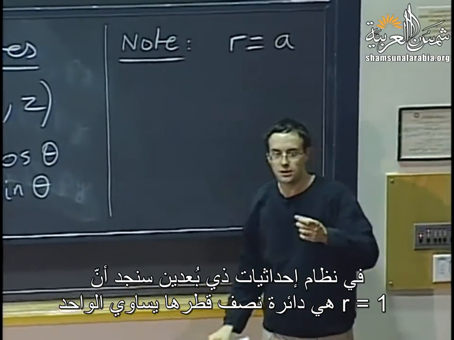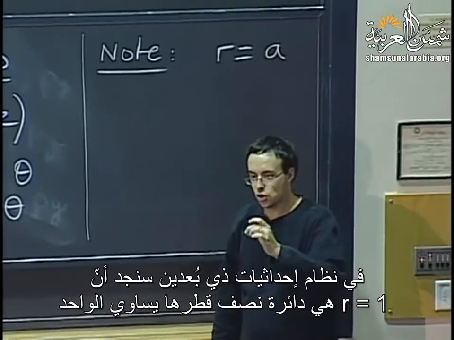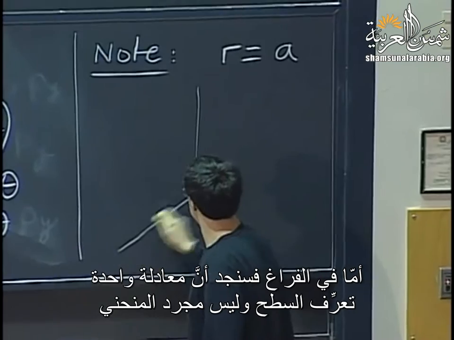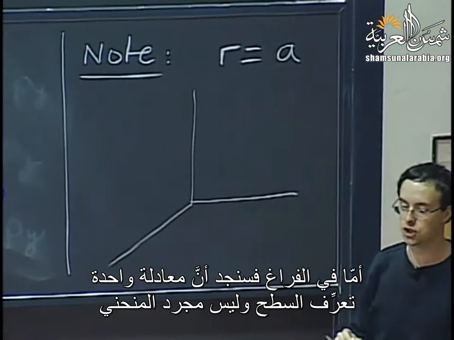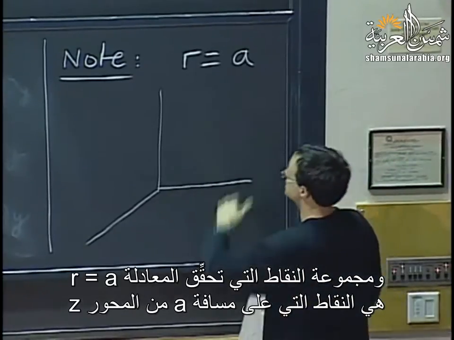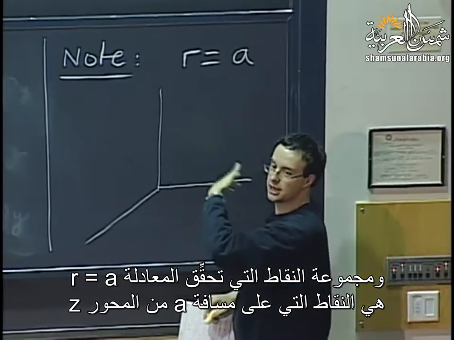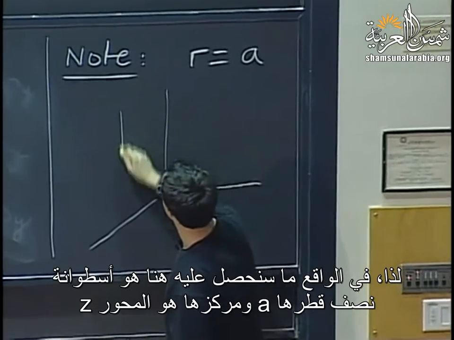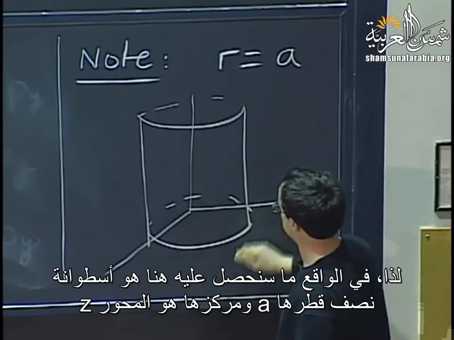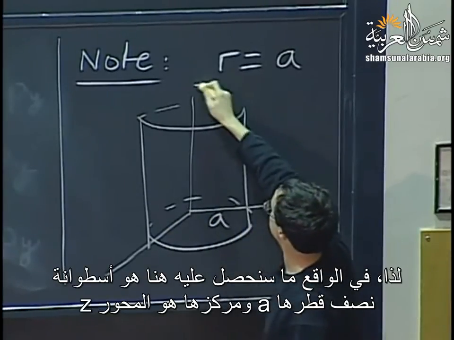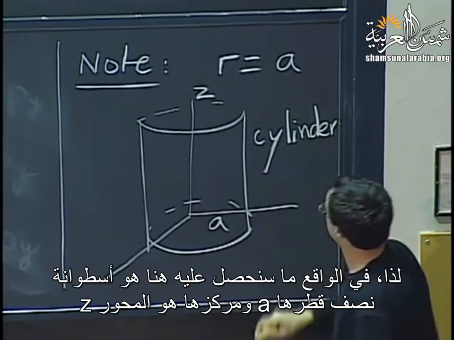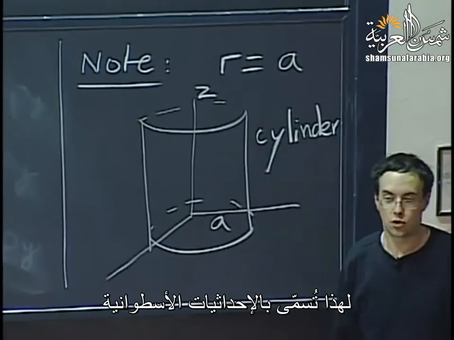So r equals 1 in 2D, that used to be just a circle of radius 1. Now, in space, a single equation actually defines a surface, not just a curve anymore. And the set of points where r is a, well, that's all the points that are at distance a from the z-axis. So in fact, what you get this way is a cylinder of radius a, centered on the z-axis. Okay, so that's why they're called cylindrical coordinates.